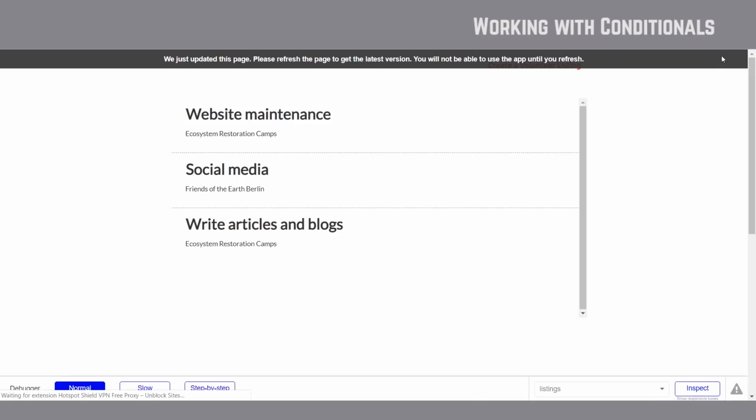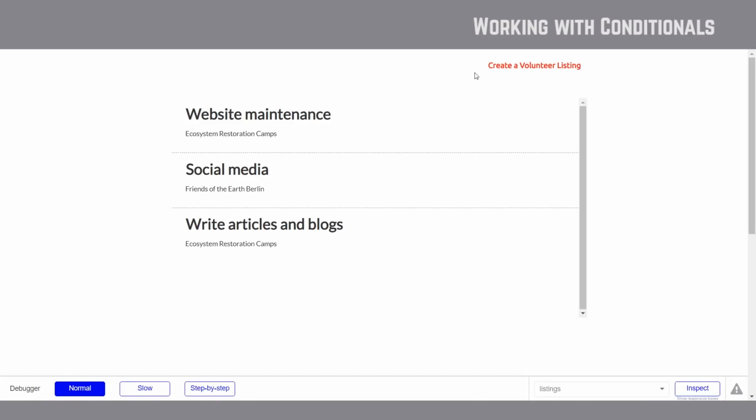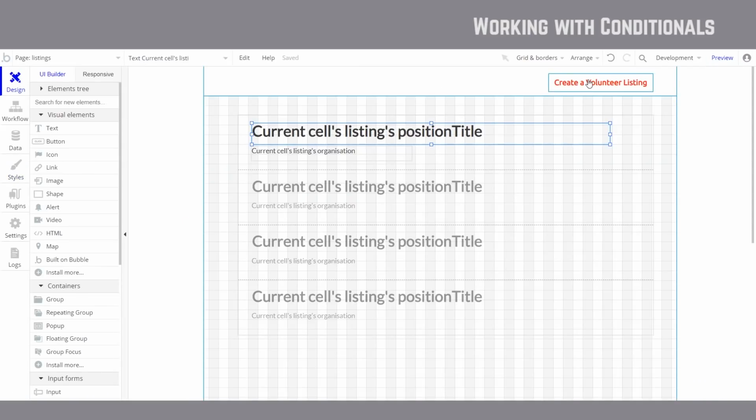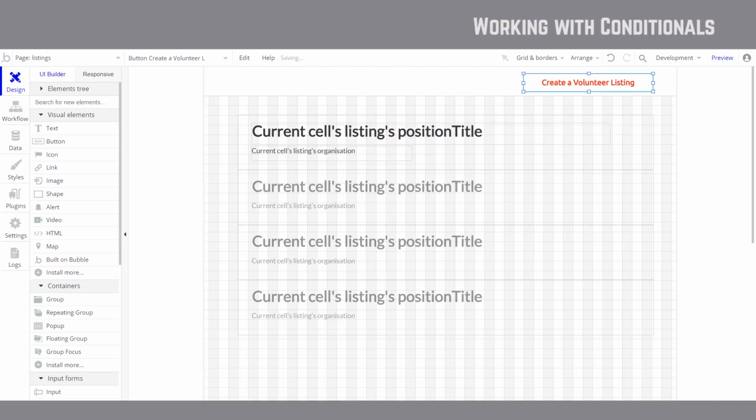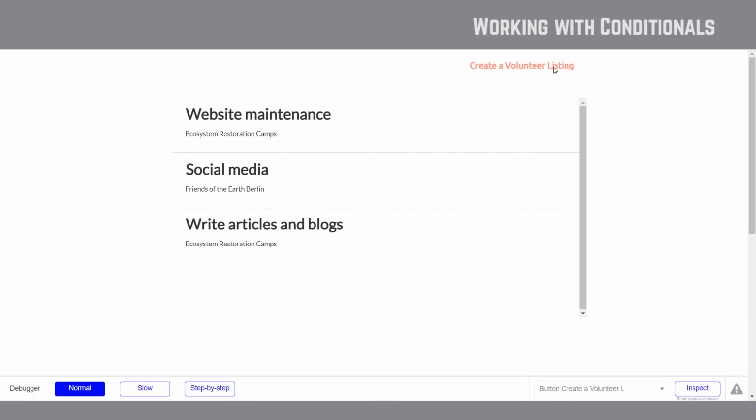And now if I preview what that looks like, okay, it's working, but it's actually making it too big for the size of the button that we created. So that's why it's looking a little bit weird. If I just make this slightly bigger, it should be fixed. And here we go, create a volunteer listing.